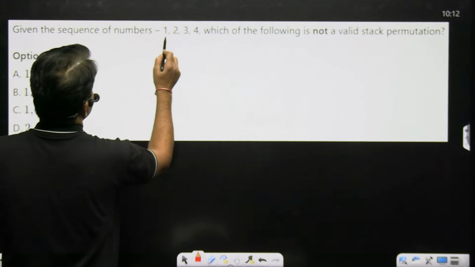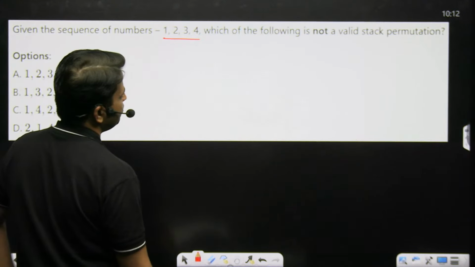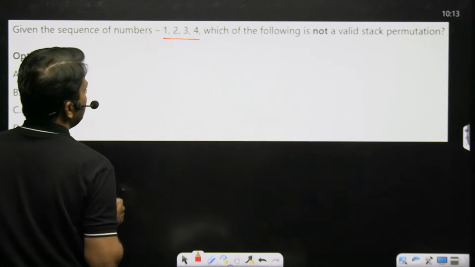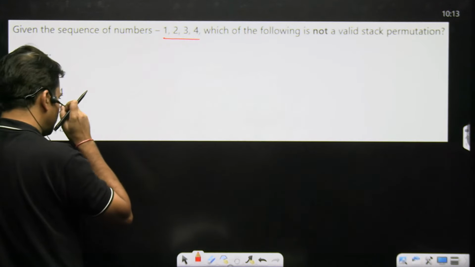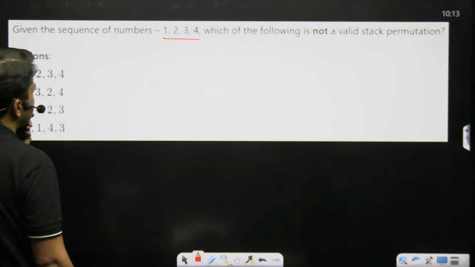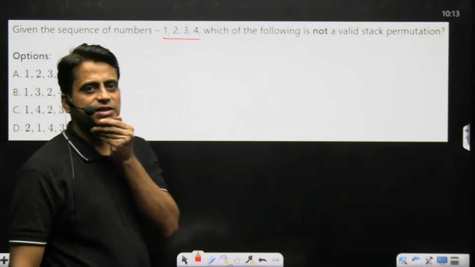If given the sequence 1, 2, 3, 4, which of the following is not a valid stack permutation? If the input sequence is fixed in this order, then which of the following is not a valid stack permutation? Sir, how can we evaluate this? How can we find the answer for this type of question? This type of question is frequently asked in the GATE exam.